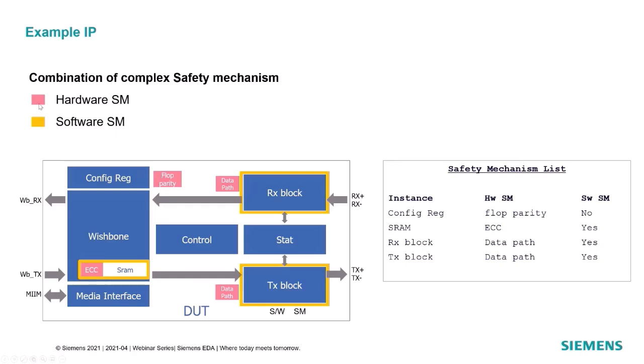If you can see, the legend tells us this pink color marking is for the hardware safety mechanisms: flop parity, data path protections on RX and TX blocks, and ECC on SRAM. The orange color is the software safety mechanism, protecting the SRAM, RX, and TX blocks. And this is the safety mechanism list, showing whether we have only a hardware safety mechanism, in case of the configuration register, or both hardware and software safety mechanisms, in case of SRAM, RX, and TX blocks.